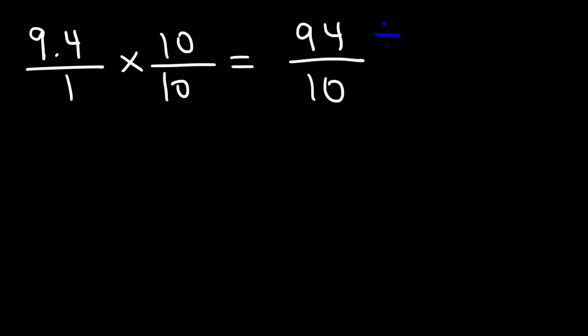And now let's divide the top number and the bottom number by 2. Half of 94 is 47. Half of 10 is 5. So we get 47 over 5.